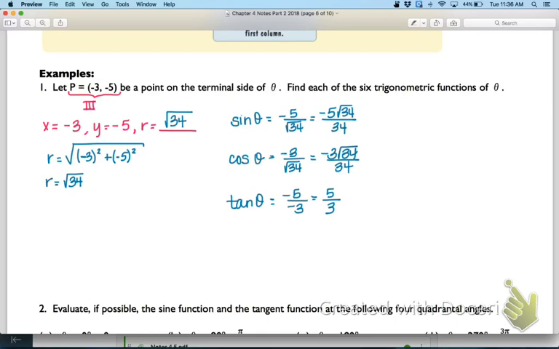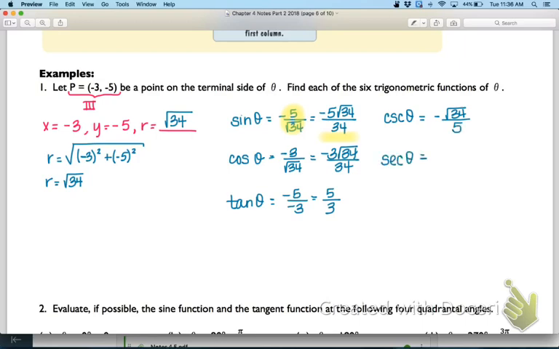Now, when we go to do our reciprocal functions, we could choose to look here and flip this one over. But if it's equal to this value, that's what I want to work with, because if I flip that, I don't need to rationalize. So it's one of those things, think smarter, not harder. So the reciprocal of sine is cosecant. The cosecant of theta, when I flip that over, will be negative square root 34 over 5.